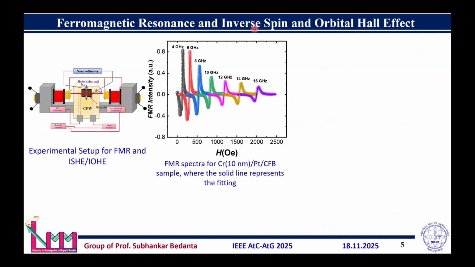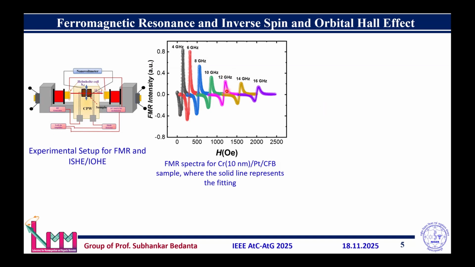We have done all the inverse orbital Hall effect measurements with this experimental setup. This is basically a waveguide. We put the sample in a flip chip manner on this waveguide and apply a microwave signal through it, and simultaneously sweep the external magnetic field. This is typically the FMR derivative spectra we observe at different frequencies for the sample with chromium 10 nanometer, platinum and CFB. The platinum thickness is kept constant at 1.6 nanometer and CFB at 9 nanometer, and all the samples have been capped with 3 nanometer of silicon oxide.